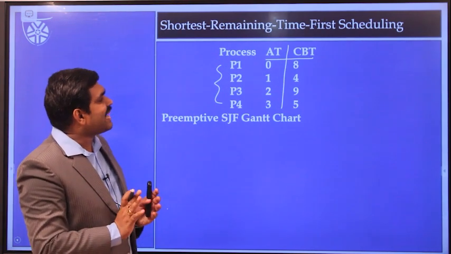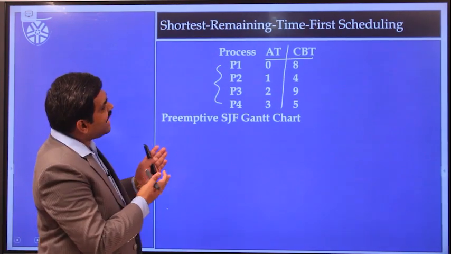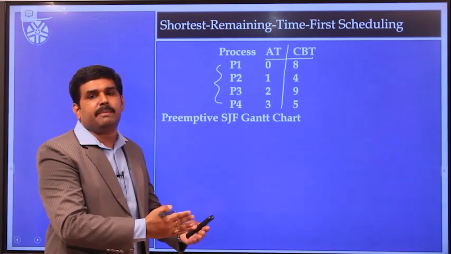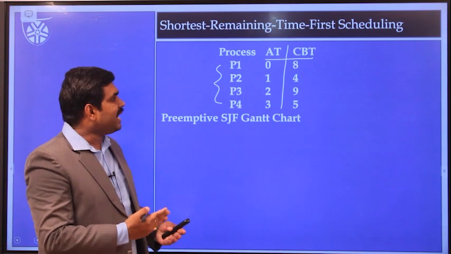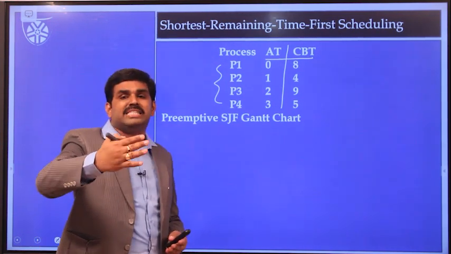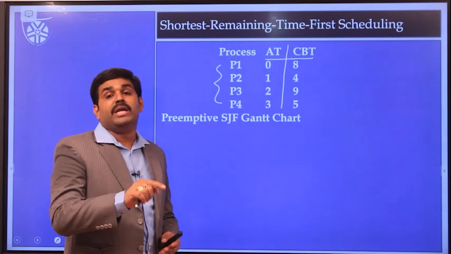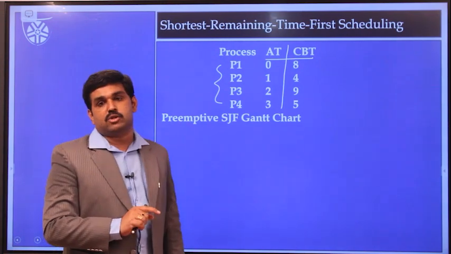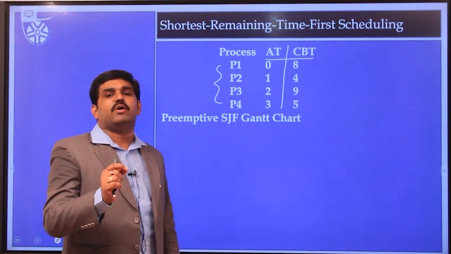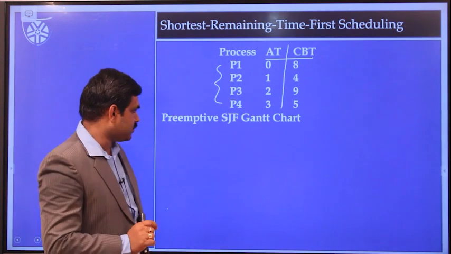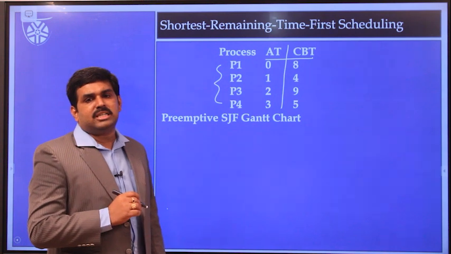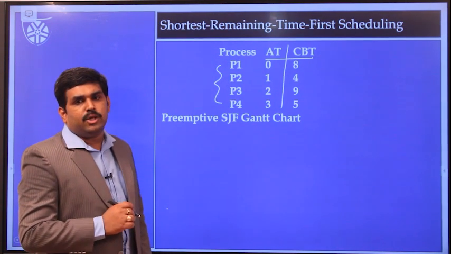Which process has arrived into the main memory first? P1 has arrived at 0 seconds. Means P1 is the first process which entered into the main memory. Then P2, then P3, then P4. Likewise, this is the order of allocation of the CPU. But in addition to that, we need to consider the CPU burst time also. So by considering the arrival time and the remaining CPU burst time, we are going to allocate the CPU to each process.